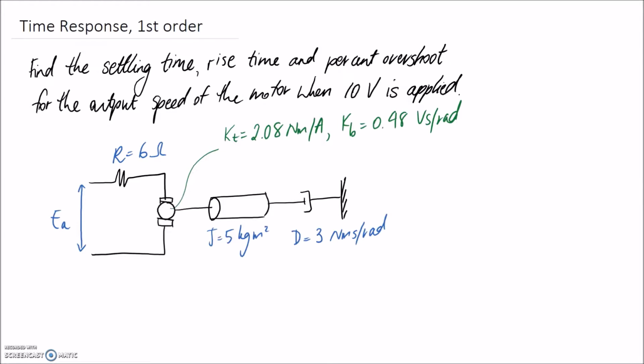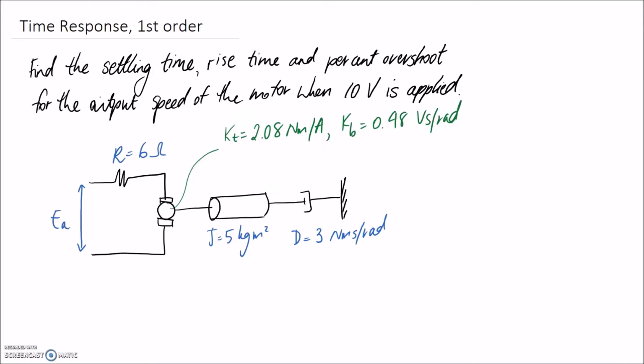So we're asked to find the settling time, rise time, and percent overshoot for the output speed of the motor when a 10 volt input is applied. So we're going to need to find the transfer function that relates together the input and the output.